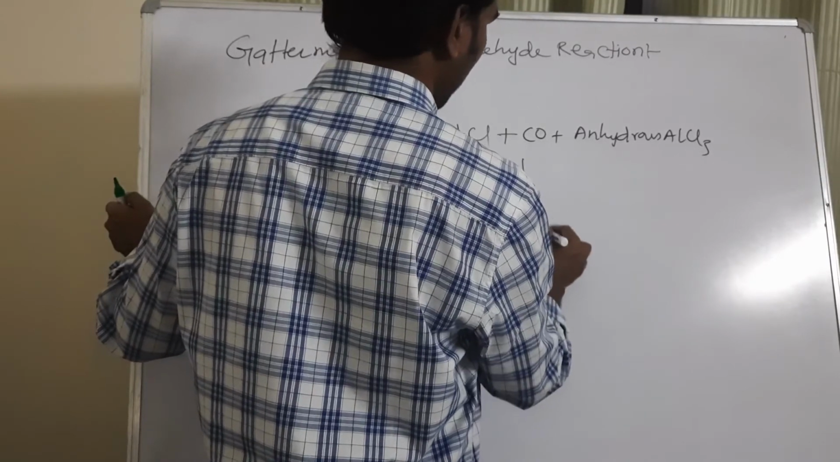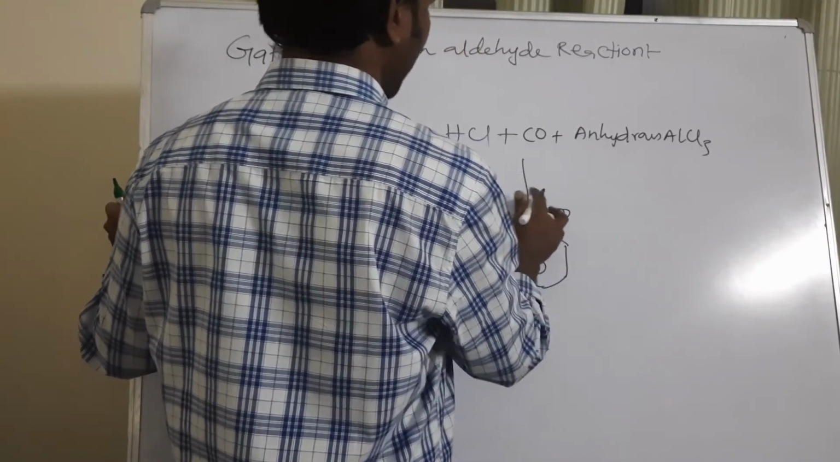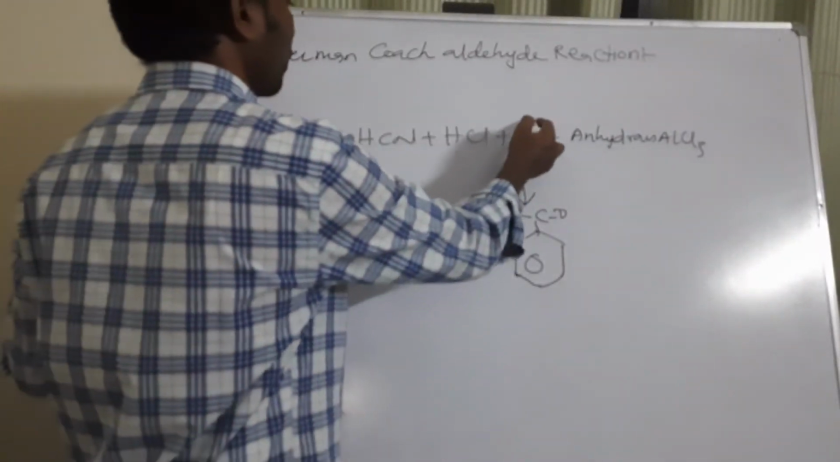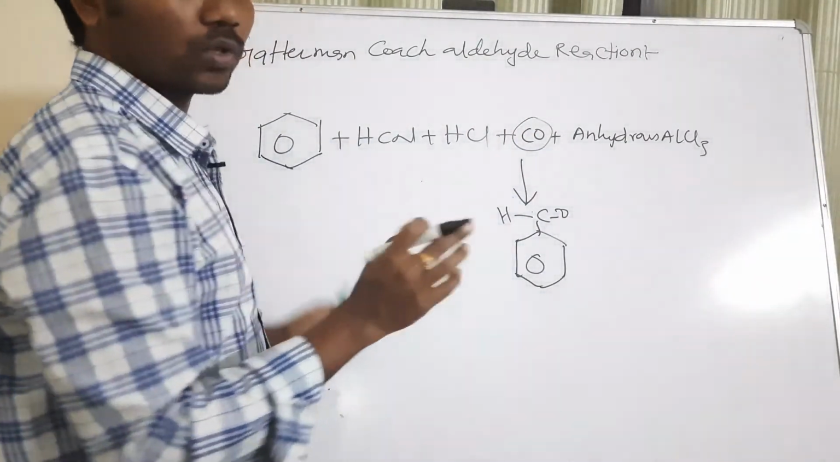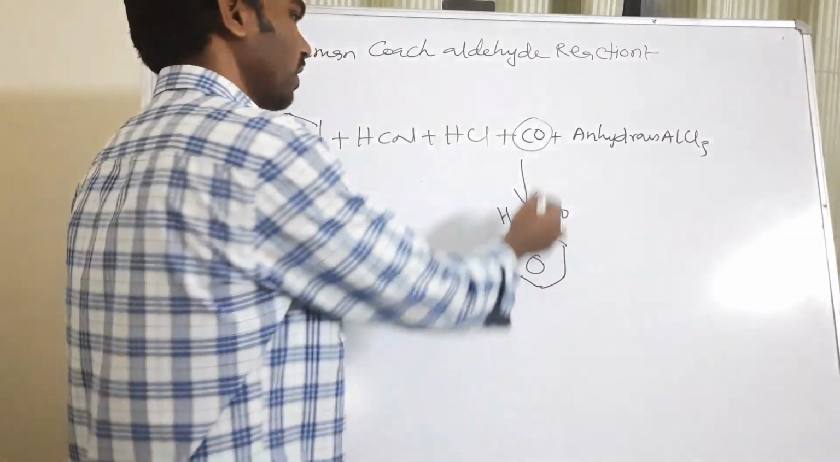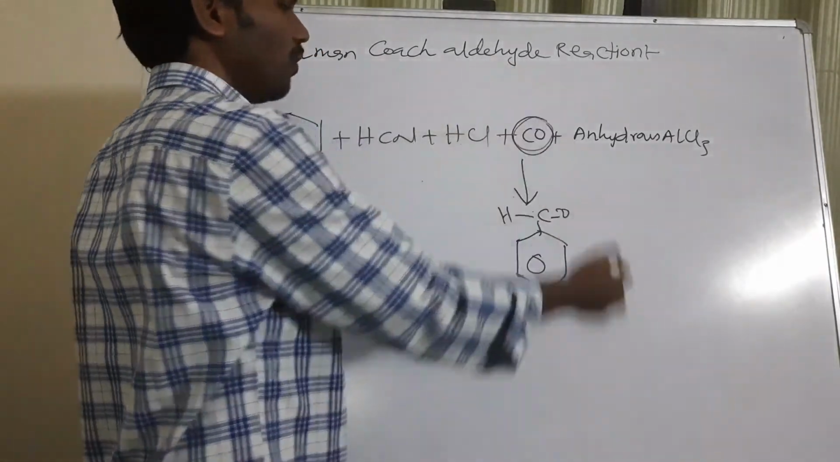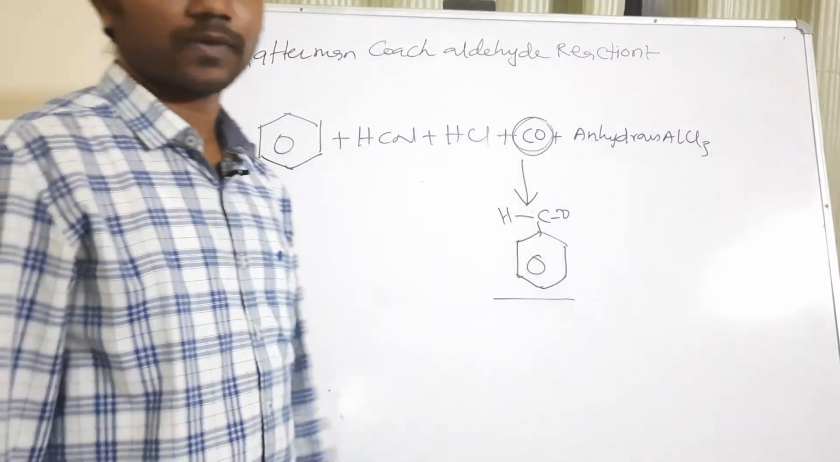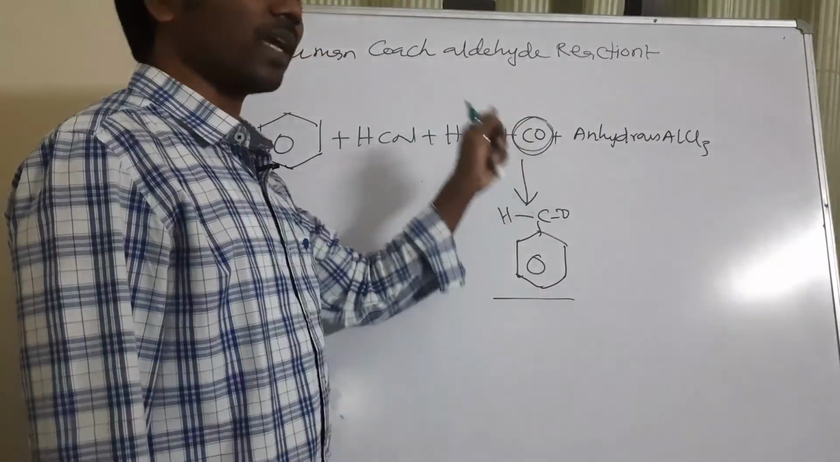The mechanism is the same as whatever we have seen in the case of Gattermann aldehyde reaction. So here Gattermann-Koch means carbon monoxide will come. Gattermann-Koch is having CO, so that's why. So Gattermann-Koch reaction will also have carbon monoxide, you remember. Benzaldehyde product is the same but reactants are different. Reactants are also the same, only this reactant is different.